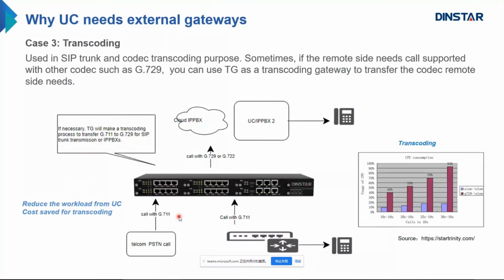Here, some users use our TG or digital gateway to do transcoding. In a diagram like this, maybe you connect to a SIP trunk and go to another UC or PBX, which may require, for example, codecs G729 or G722, and so on. So you can use our TG to do the transcoding. We have a report from a stress test. In this example, if you don't have any transcoding, the system CPU is very stable and the usage is very low. But if you transcode from, for example, G729 to other codecs, the CPU resource increases much more. So you can see the difference.